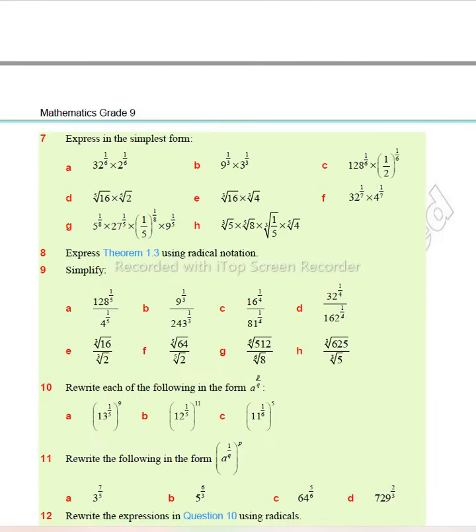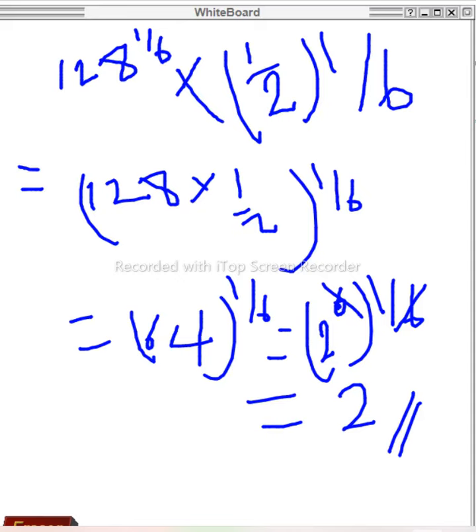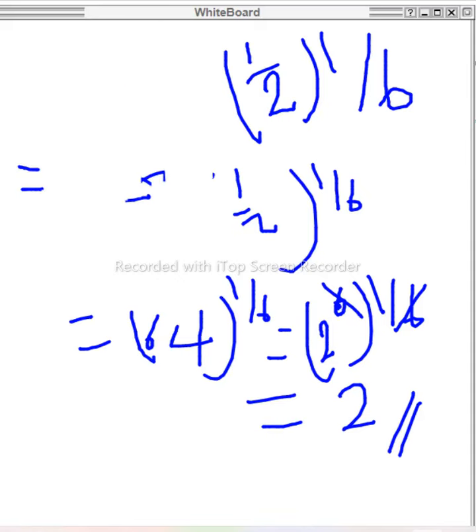Let us jump over D and do E. At letter E, we have cube root of 60 times cube root of 4. So let us do this question again.